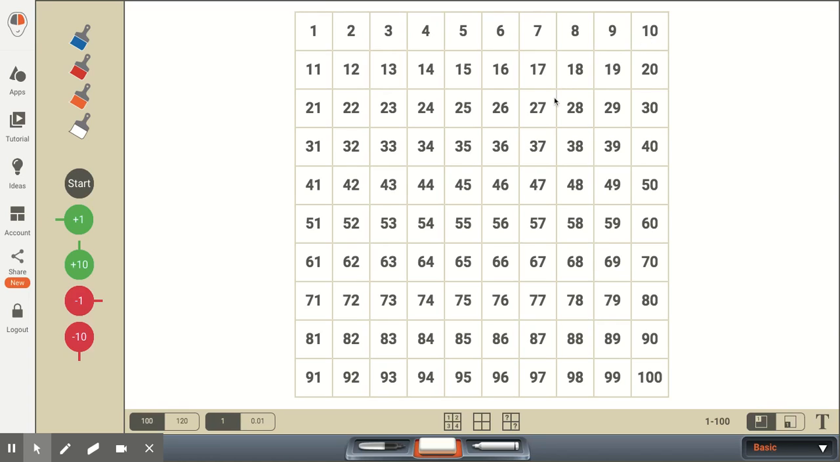So if you want to challenge your first graders, I'd encourage you to do this too, and you can do it both by adding and subtracting. But before you ask them to try this, just make sure that they have a real good understanding of mentally being able to add 10 or subtract 10.